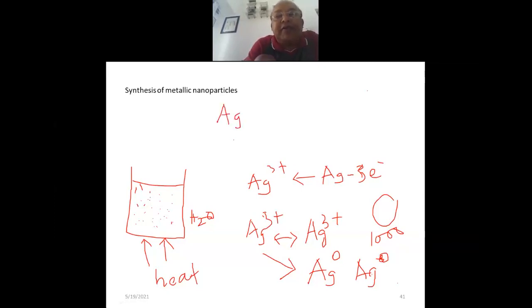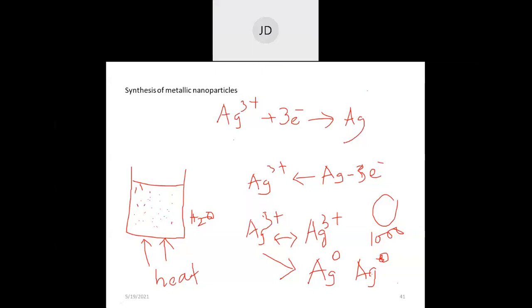So what is going to happen now? I'll simply pull in the 3 electrons this side. So it is Ag3+ plus 3 electrons. This will give you Ag. Do you all agree with me now? We simply plug in to neutralize the 3 positive charges. We simply plug in 3 electrons with 1 unit of negative charge in each. So 3 electrons put in will convert Ag3+ to Ag.